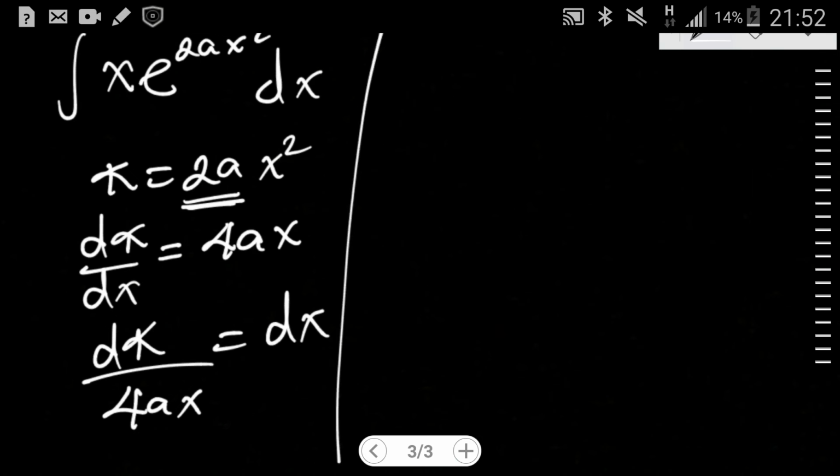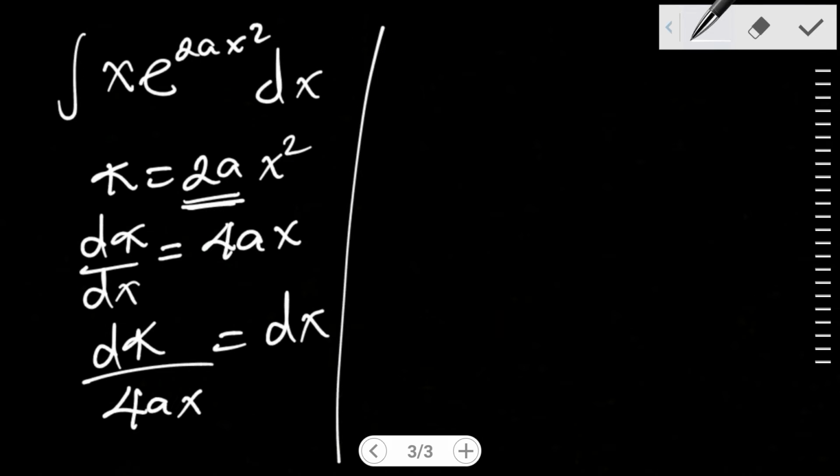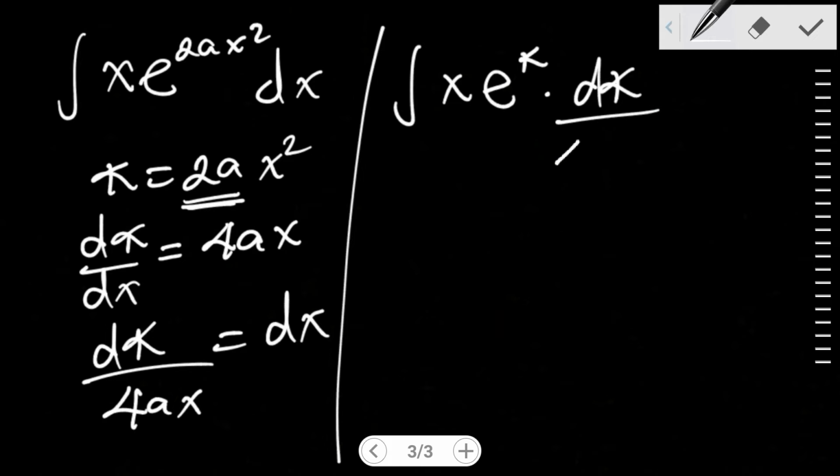So having worked out that, the next thing here is the integral of x e^k, where we assign 2a x² to be k. Awesome. Having made that to be k, now let's substitute for dx. So this would be dk all over 4ax.